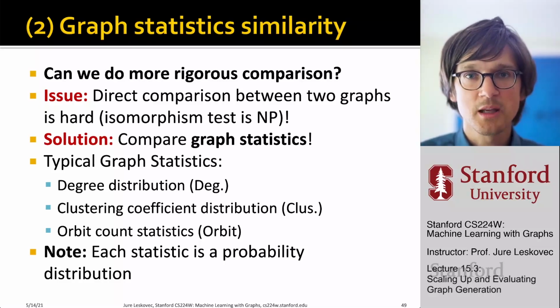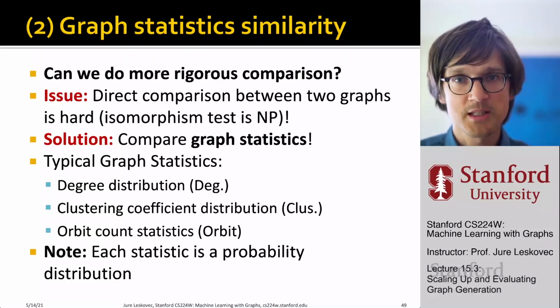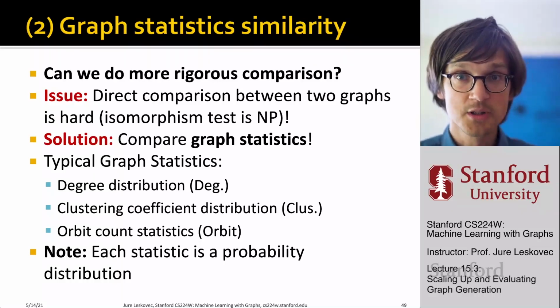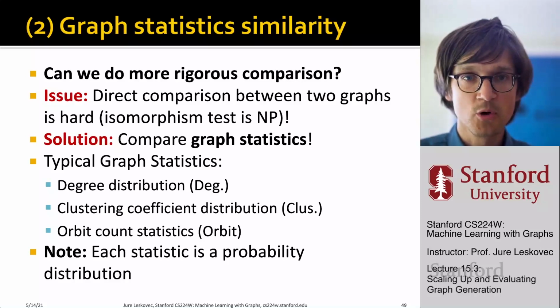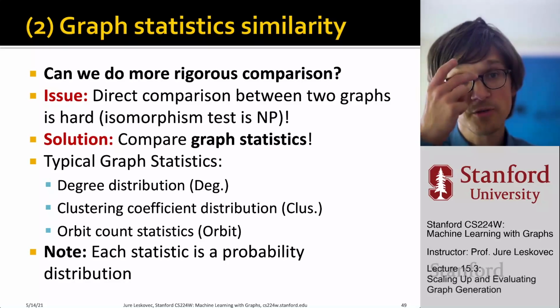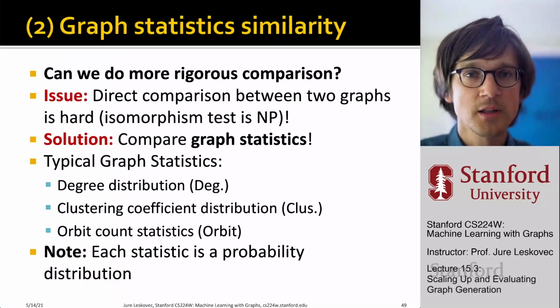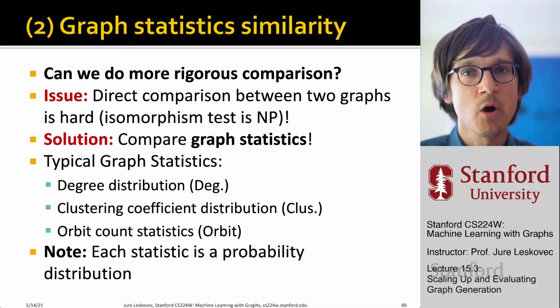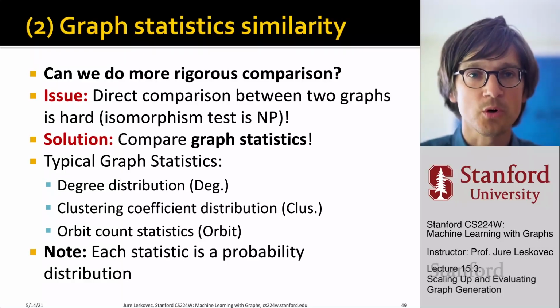So the point would be that given a graph, we are going to describe it with a set of statistics, and then we are going to say that two graphs are more similar if their corresponding statistics are more similar. And in our case, each of these statistics, we are going to think of it as a probability distribution. And I'm going to explain why this is important.